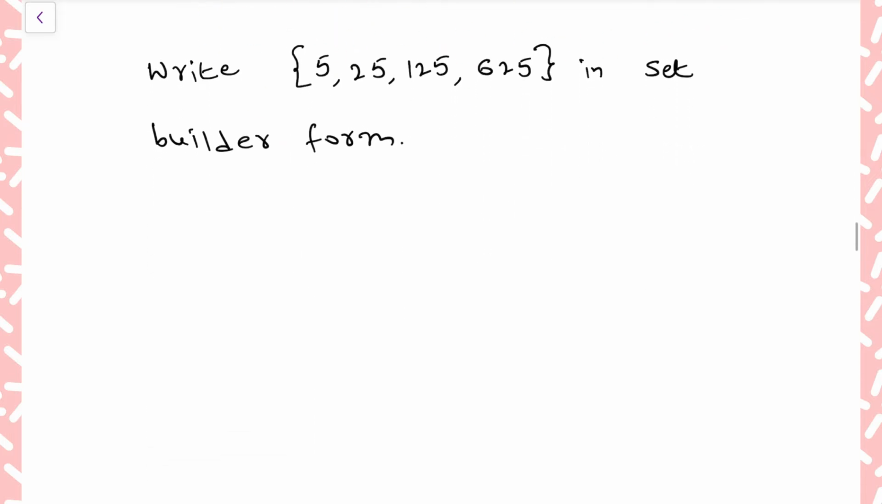Next, write 5, 25, 125, 625 in set builder form.